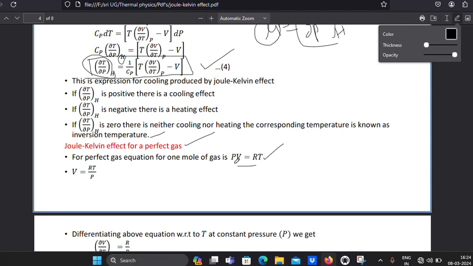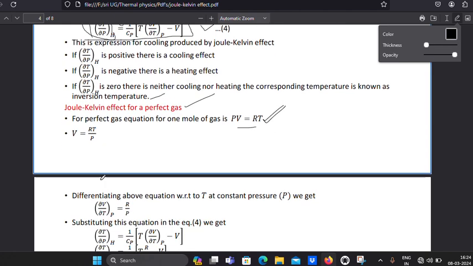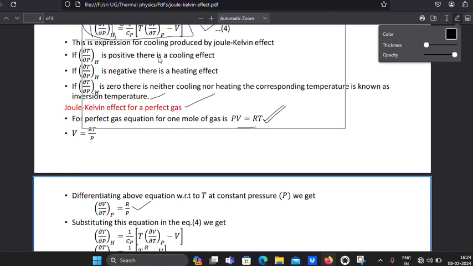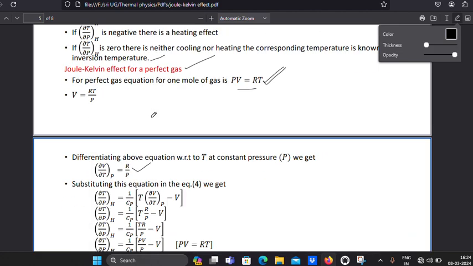Before that, first write V = ... Differentiating the equation with respect to T at constant P, we get ∂V/∂T, where R and P are both constant. Why? Because it is already given as constant. Then only T is differentiable, and the derivative of T with respect to T is 1, so it becomes R/P. Now substitute this R/P value in this equation.